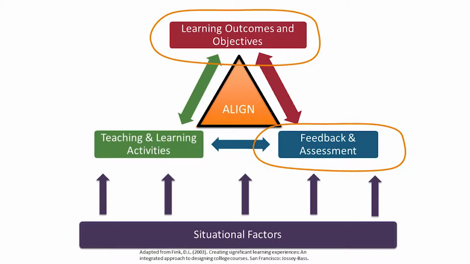So this is another representation of the same thing. This comes from D. Fink's work on backward course design. We have our learning outcomes and objectives, we have our feedback and assessment, and our teaching and learning activities, and what we want to do at all times is make sure these are aligned. Are the learning outcomes actually what I want my students to be learning? Are the assessments actually assessing whether or not the students have achieved those learning objectives? And do these activities actually help students try to achieve them?